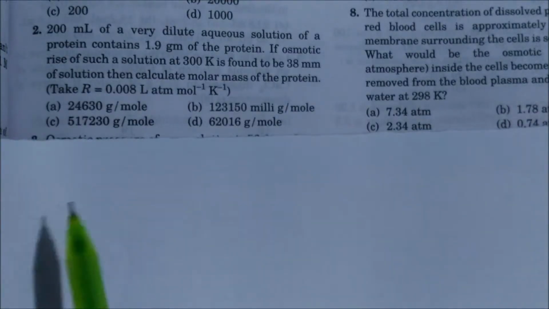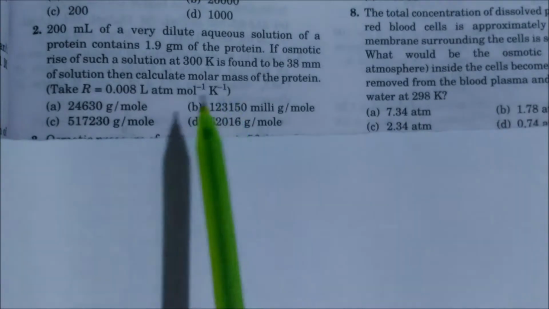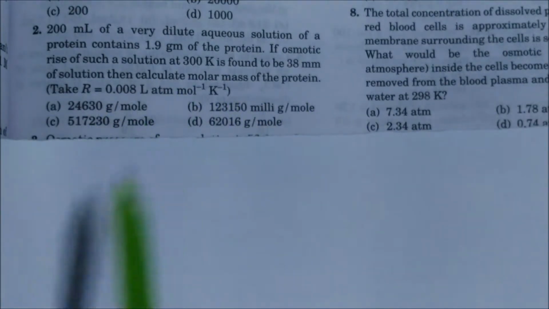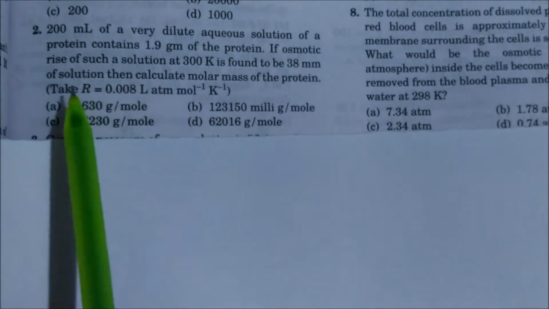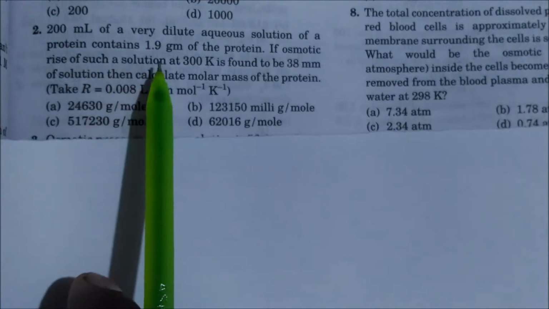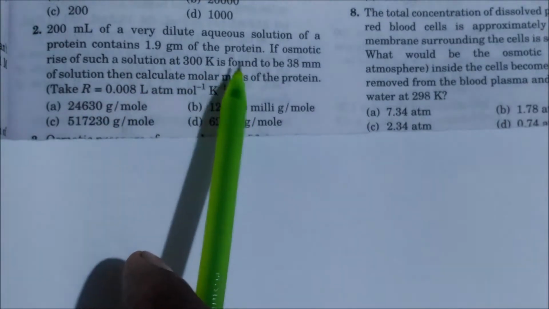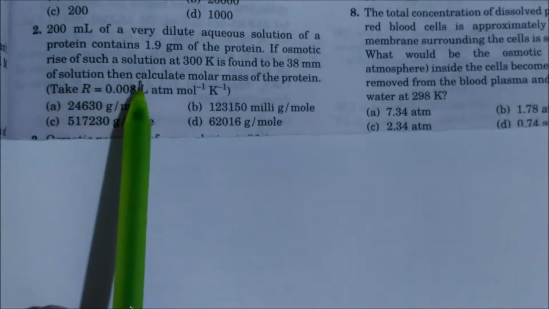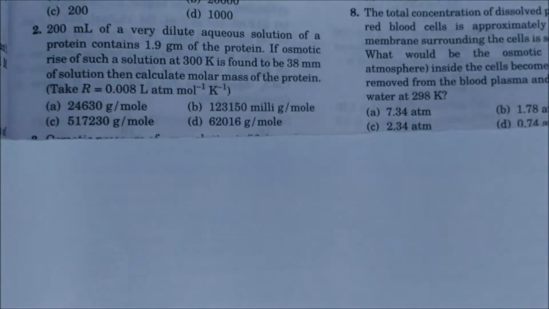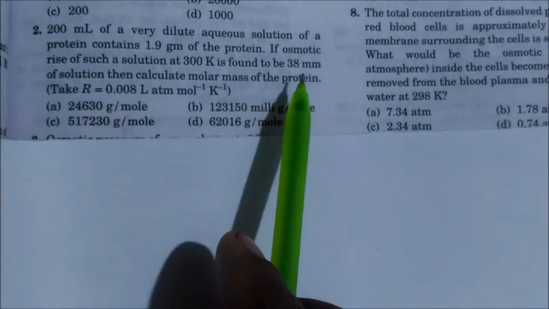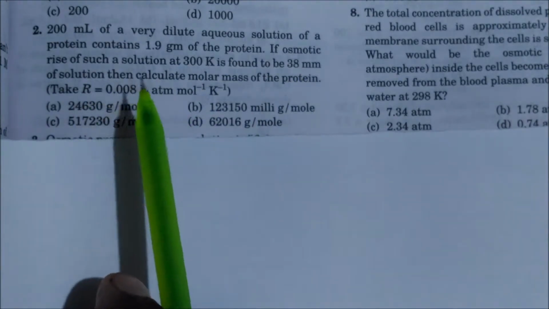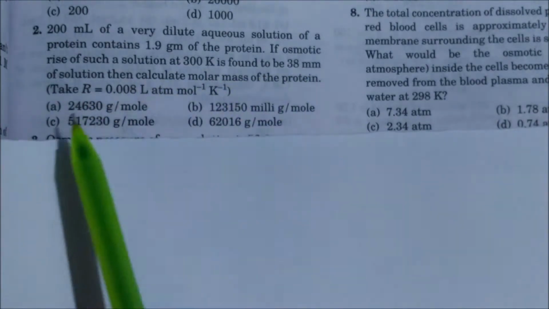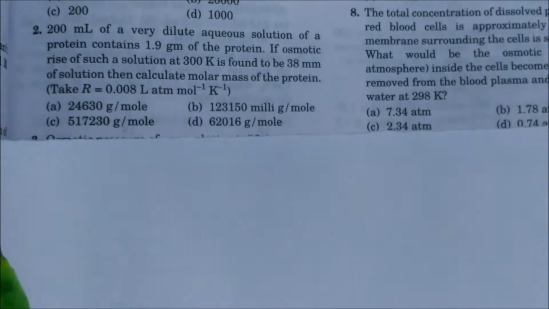Second question: 200 ml of a very dilute aqueous solution of a protein contains 1.9 gram of the protein. If the osmotic rise of such a solution at 300 Kelvin is found to be 38 millimeter of solution, this 38 millimeter of solution is not mercury. So we have to convert in terms of mercury and calculate the molar mass of the protein.